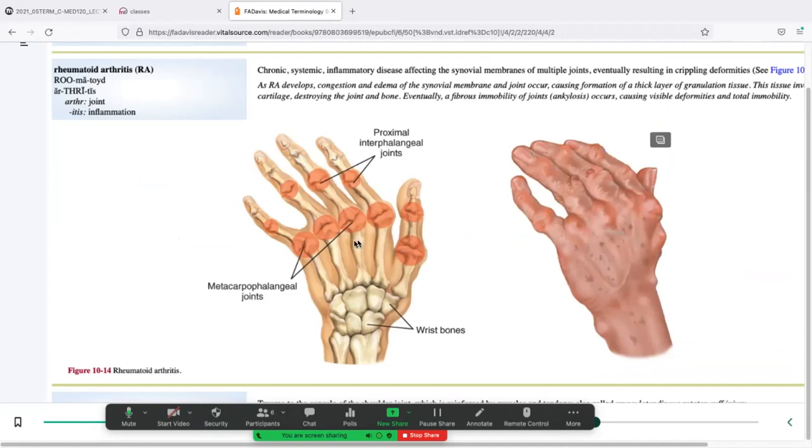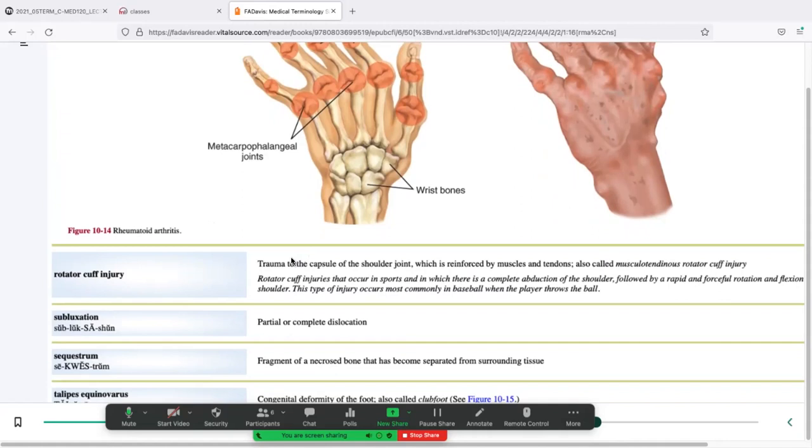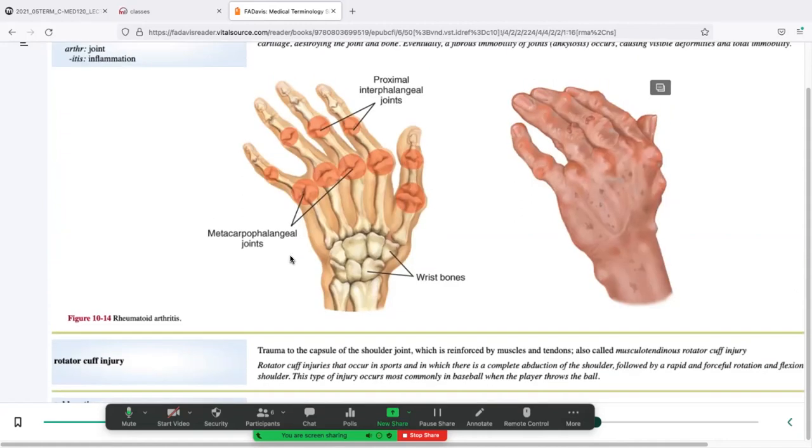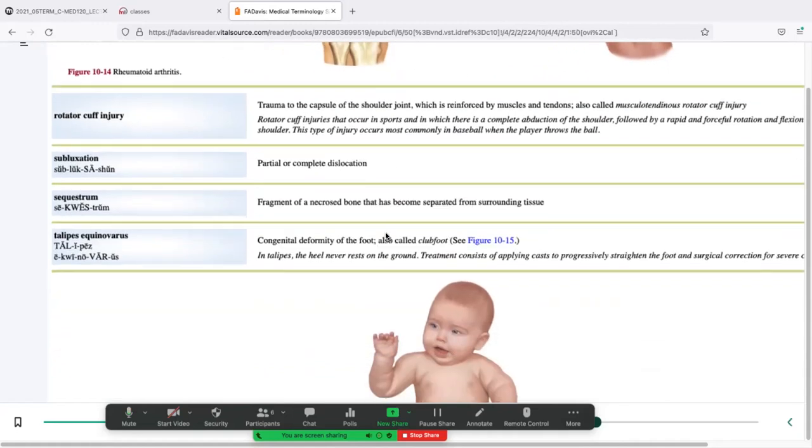Yeah, this is my future. Nodules. I have just swelling now, but when I get older, I'm going to have this, and they're very painful.